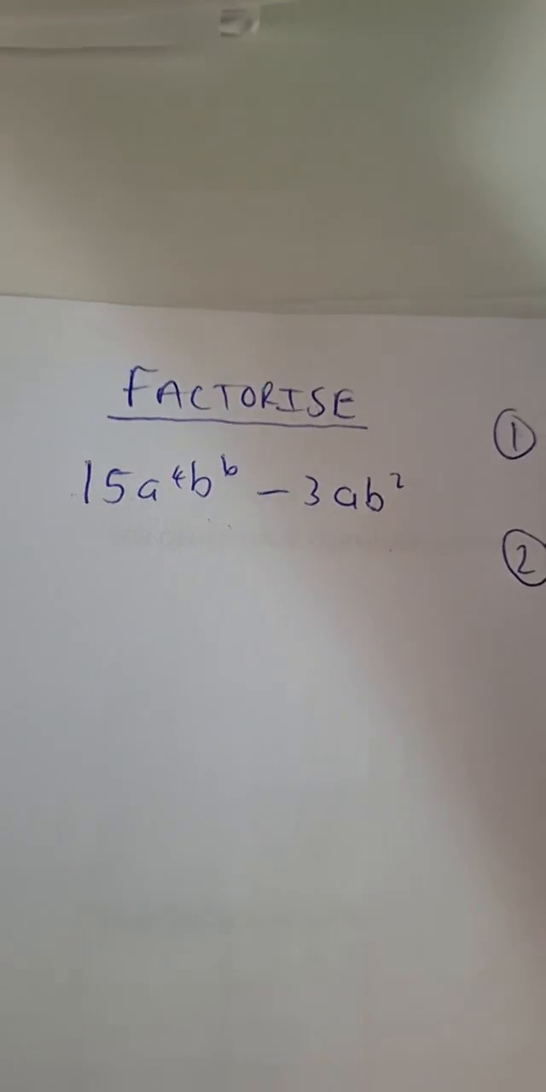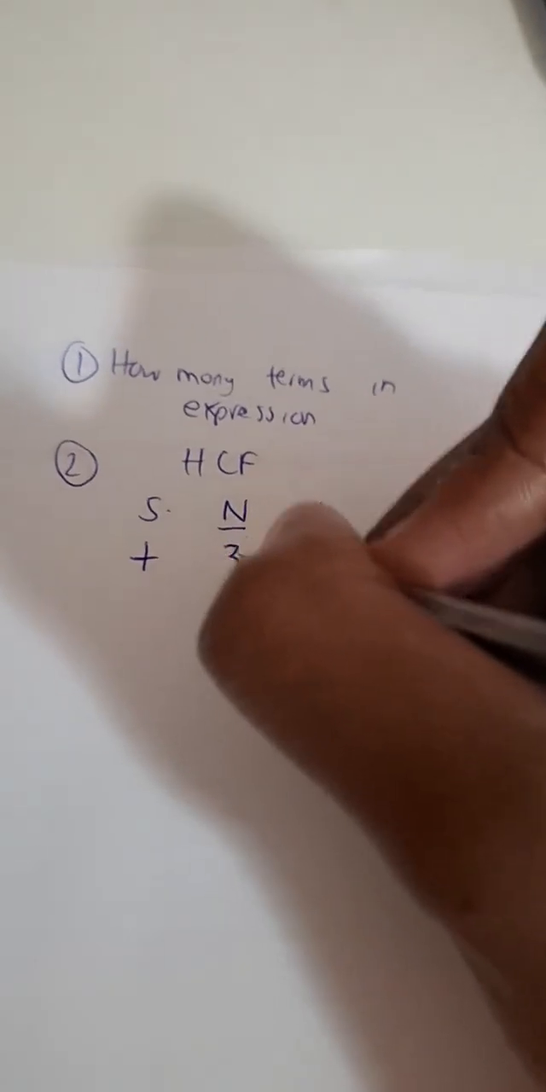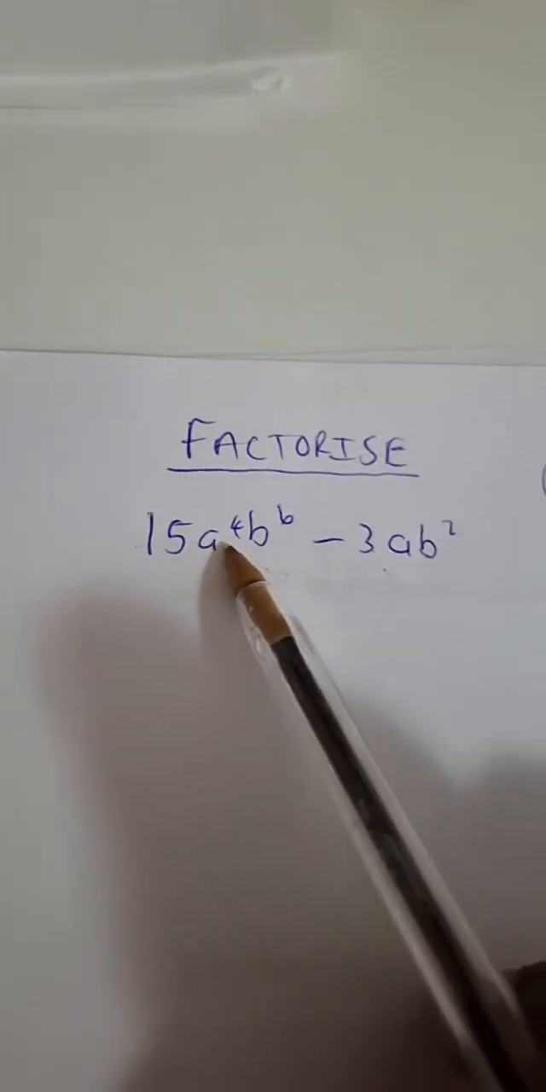15 and 3, the coefficients of the variables. What is the highest number that fits into 15 and 3? Okay, so I'm sure you can see very clearly that the highest number between 15 and 3 that fits into both is the number 3. Then we move on to the letters.